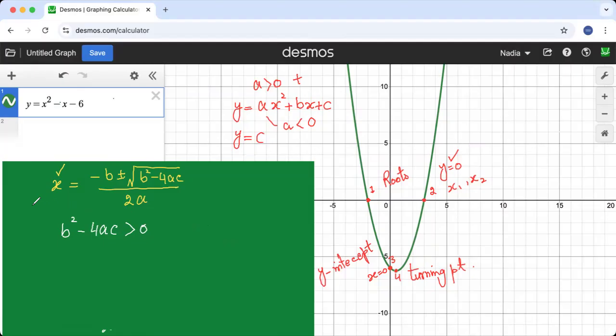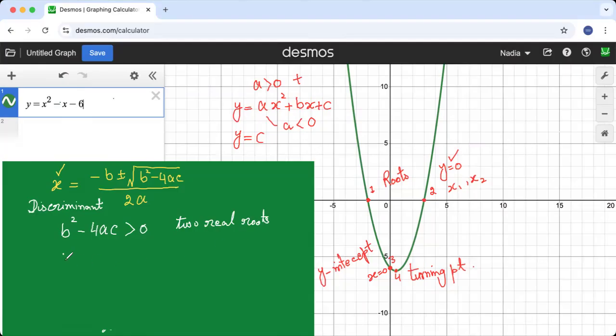So we call it discriminant. This is discriminant. So discriminant tells us the nature of roots. Now when this discriminant is a positive number, we will have two real roots. So we will have two distinct roots.